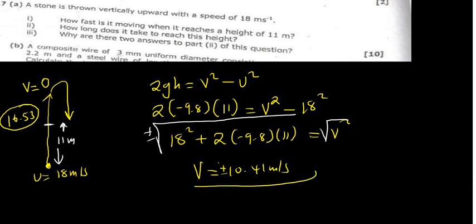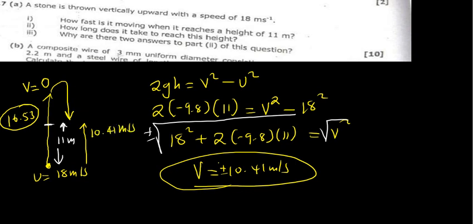And the question is, why is the velocity positive or negative? This stone is moving going up. It is going to reach this point twice. The first one is when it is going up. When it is going up, the velocity is positive. We are taking velocity going up as positive. So it's going to be here at a velocity of 10.41 meters per second.